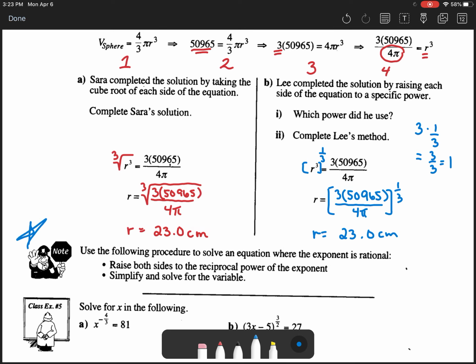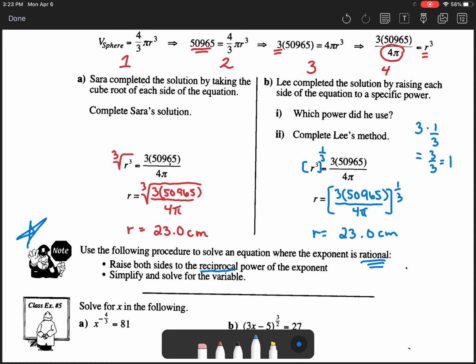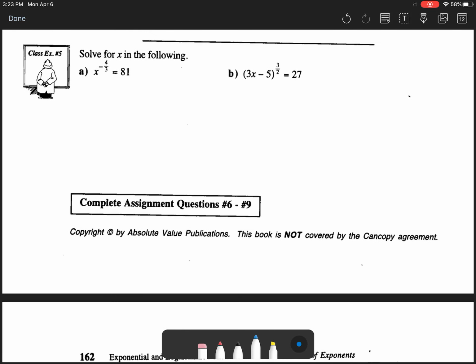So the guy with the fake stop sign, right here, obviously says use the following procedures to solve an equation where the exponent is rational, a over b, or has a numerator and denominator. Raise both sides to the reciprocal power. So reciprocal means 1 over. So if it's 3, you raise it to 1/3. If it's 2, you raise it to 1/2. And then simplify and solve for the variable. So that's what we're going to do here, those exact steps. So in A, solve for x in each of the following.